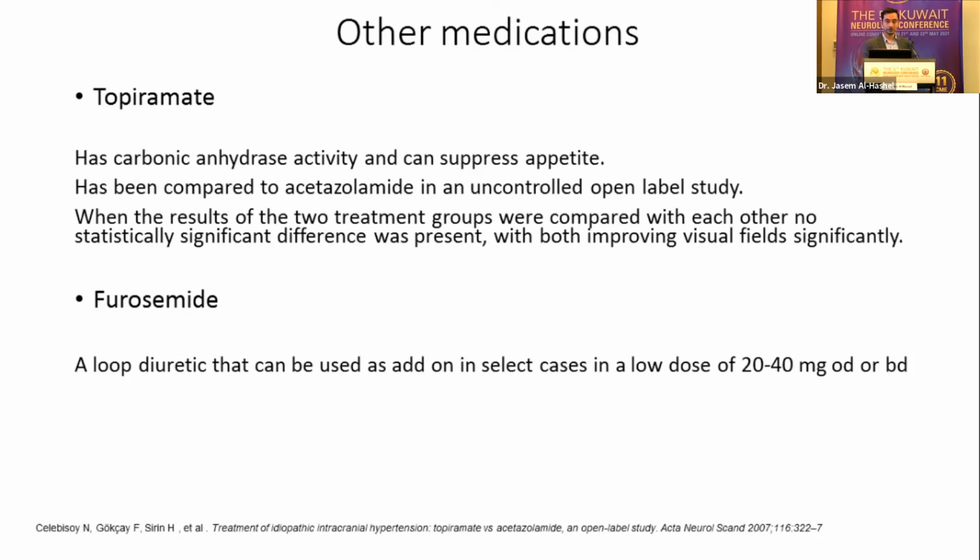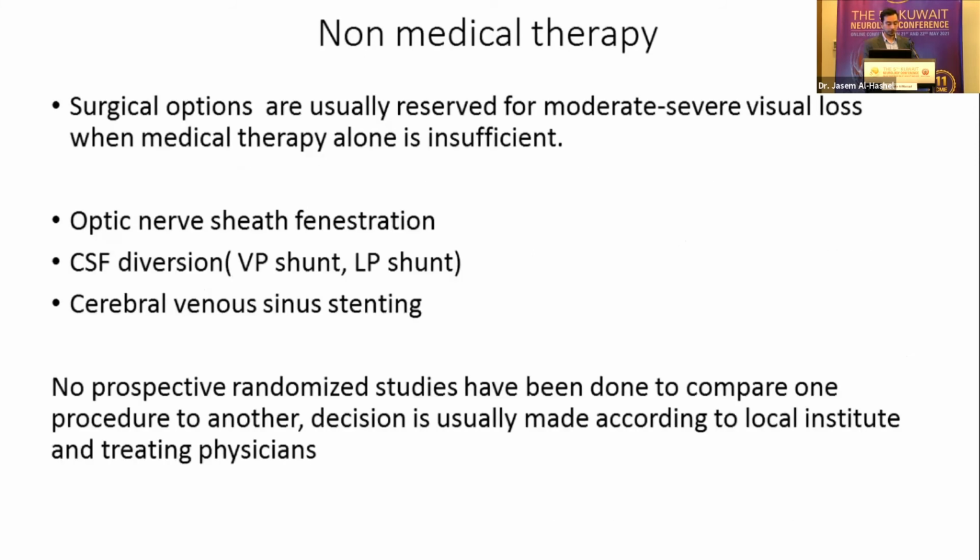Furosemide, which is a loop diuretic, is sometimes used, mainly as an add-on therapy in low doses. So what are the surgical options? We have optic nerve sheath fenestration, CSF diversion, and cerebral venous sinus stenting. These are usually reserved for moderate to severe visual loss or when medical therapy fails. There are no prospective randomized studies comparing them, although there is one currently ongoing comparing VP shunt to optic nerve sheath fenestration.